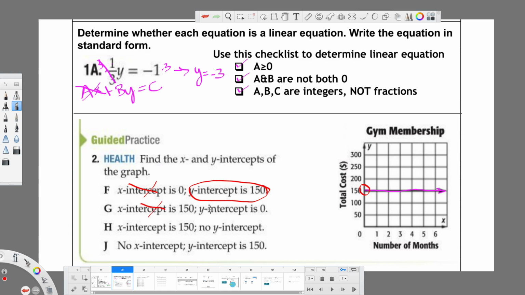And y-intercept at 0, again, that would be down here. So that definitely isn't true. X-intercept is 150. Again, we just said that wasn't true in the last one. No y-intercept. Well, there is definitely a y-intercept here, so that's not true. No x-intercept. Yay, that's true. Y-intercept at 150. Yep, that's true. So both statements are true, so our answer is J.